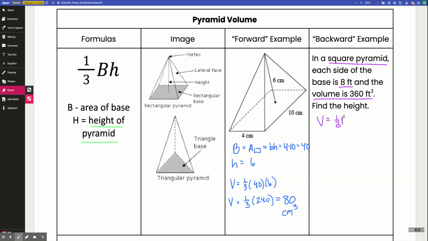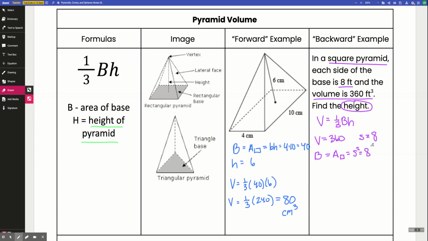Volume is 1/3 the area of the base shape times the height. Now, I don't know the height, but I do know the volume, and I can figure out the area of the base shape. So my volume is 360. They tell us that. Okay, they also tell us that each side of my square is 8. Okay, so my base shape is a square. So remember, the area of a square is just the side length times itself.